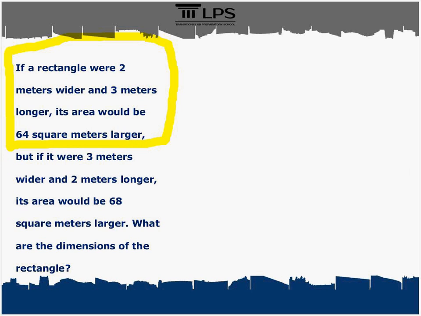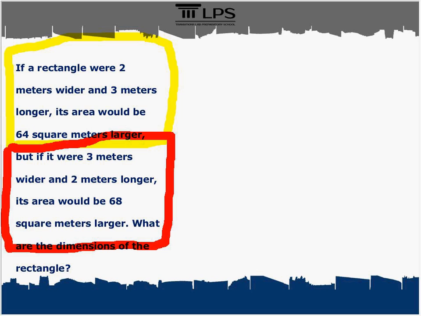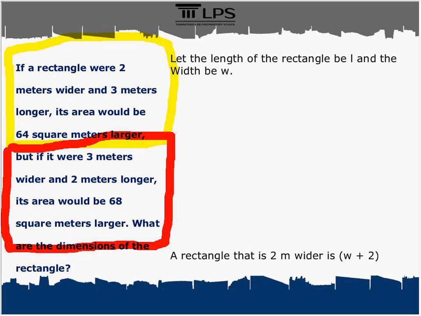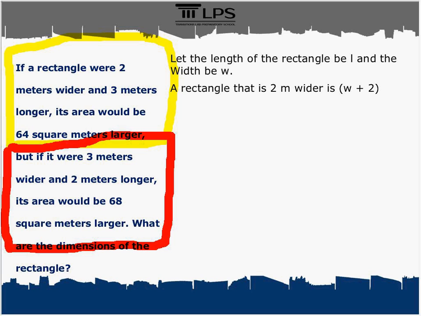Divya, think about your answer. Let the length of the rectangle be L and the width of the rectangle be W. That it is 2 meters wider will be interpreted as W plus 2, and 3 meters longer will be interpreted as L plus 3. You gave the correct answer. Read the question carefully.